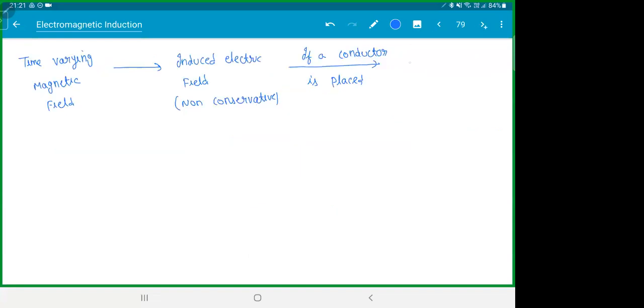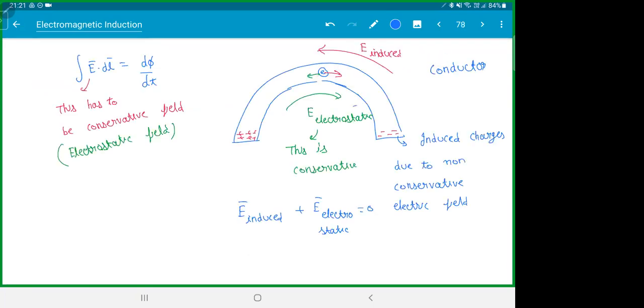Because of this electric field, charges will start getting induced. The electrons will go opposite to the field. Remember, electrons are negative charge, so all these electrons which are present here will start going this way. So this area becomes negative and this area becomes positive. So you created charges.